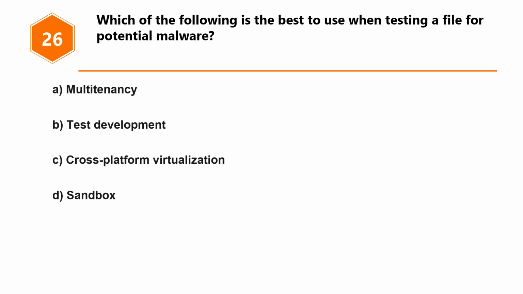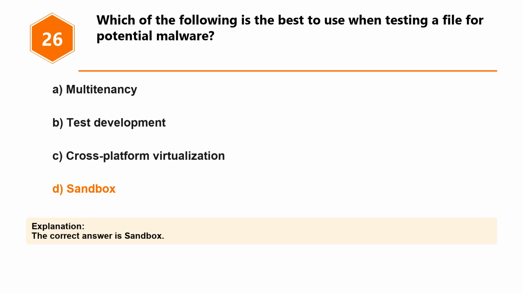Question 26. Which of the following is the best to use when testing a file for potential malware? Option A, multi-tenancy. Option B, test development. Option C, cross-platform virtualization. Option D, sandbox. The correct answer is option D, sandbox.